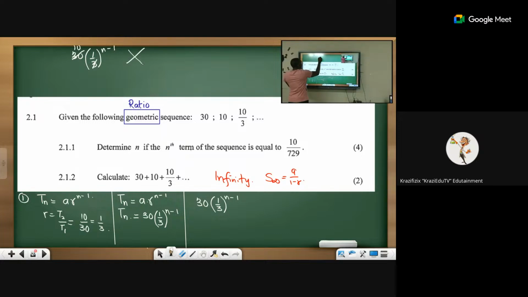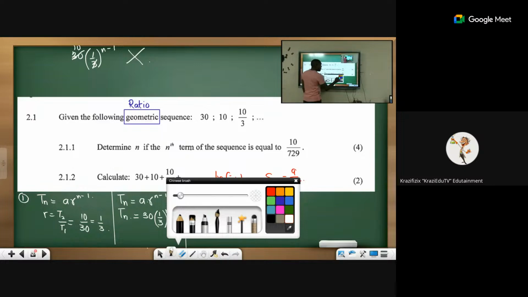This is wrong. Please, we don't multiply like that. Many learners are going to make that mistake this year. That's an error. We don't multiply like that. What is this equal to? 10 over 729.